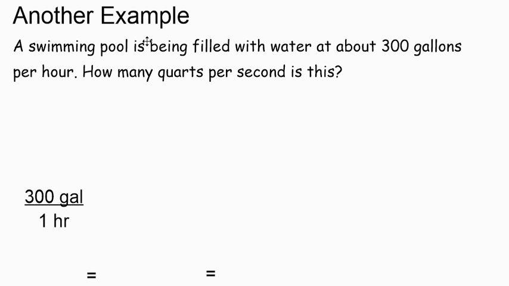Here's another example. A swimming pool is being filled with water at about 300 gallons per hour. How many quarts per second is this? I did this a little differently from the last example because I wanted you to see the different ways that you could have converted between hours and seconds.